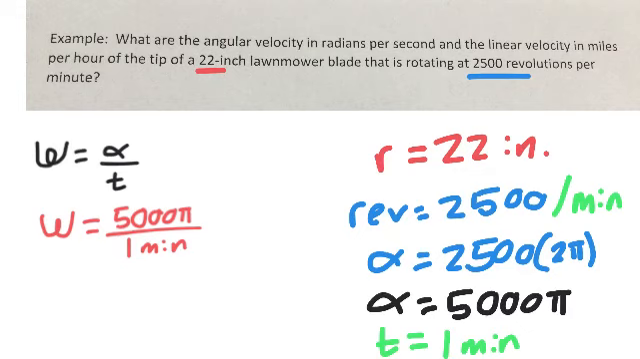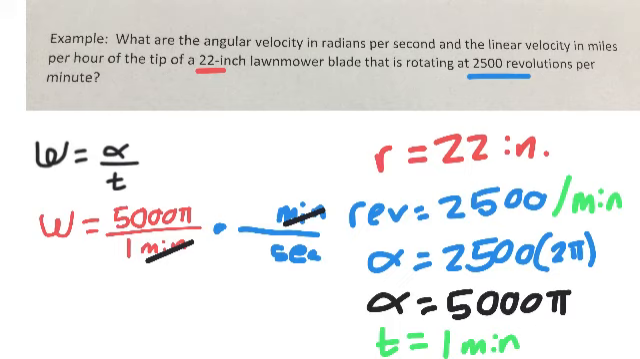So kind of like what we did before, I'm going to take this value and I want minutes to cancel. So I put minutes in the numerator, seconds in the denominator. That way my minutes will cancel. Have y'all done unit conversions in chemistry? Okay, so that should be familiar to you. You set up your units so they cancel, kind of like we did with degrees and radians.